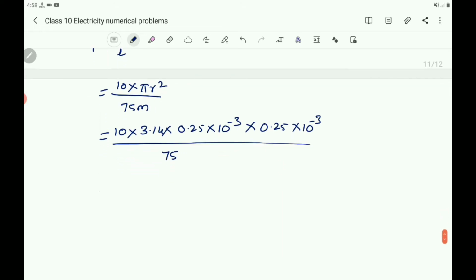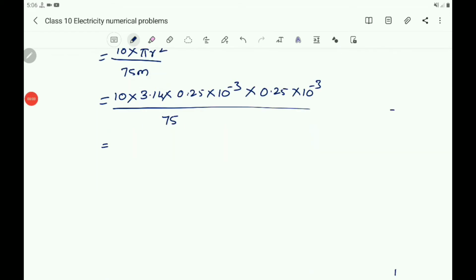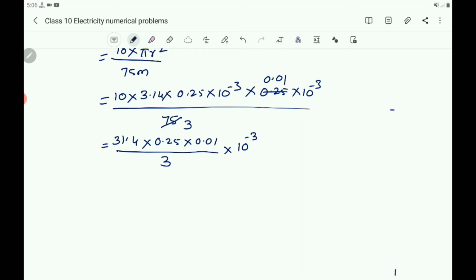Then here, 25 threes 25, 0.01. Then you take 10 into 3.14, that becomes 31.4 into 0.25 into 0.01, divided by 3 into 10 power minus 3 into 10 power minus 3. Then you find the product of these 3.